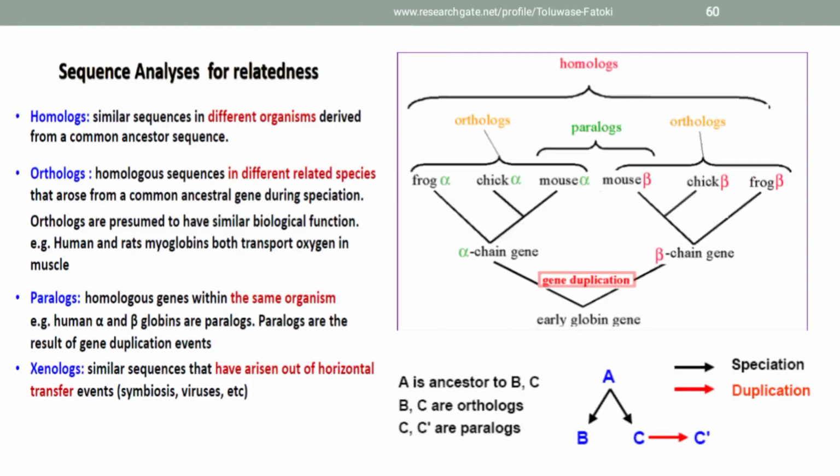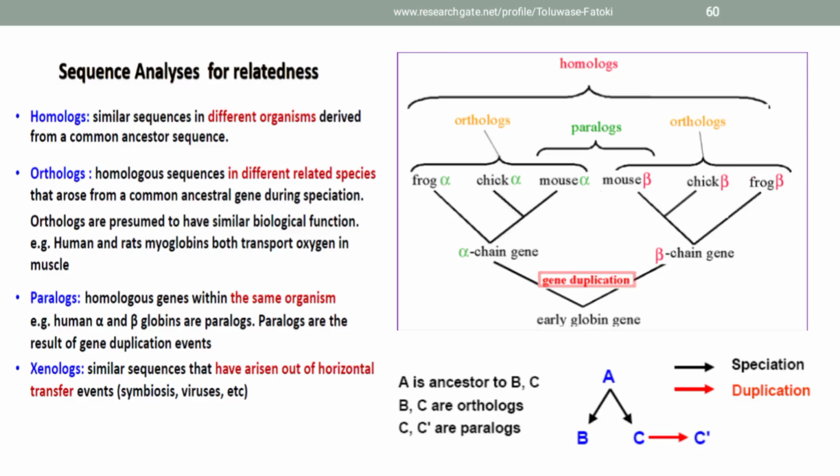So once you have done your multiple sequence alignment, then you can construct your phylogenetic tree. Look at the figure on the right-hand side. From the early globin gene, you have a gene duplication into an alpha gene and a beta gene. From the alpha gene, you can have the alpha gene in different species of animals: the frog, which is an amphibian, the chicken, which is a bird, and the mouse, which is a mammal. So you have both the alpha and beta.